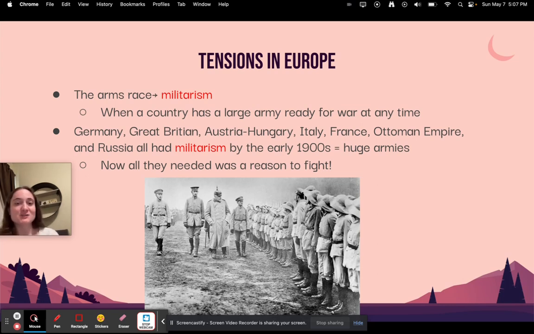Germany, Great Britain, Austria-Hungary, Italy, France, the Ottoman Empire, and Russia all had militarism by the early 1900s, which means that they had a huge army ready to fight whenever the command was given. Now all they needed was a reason to fight.